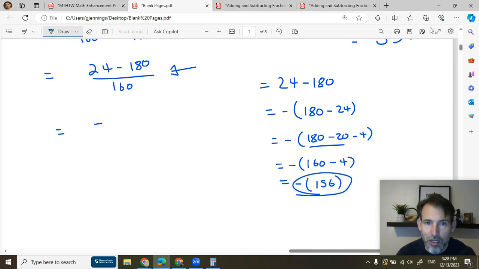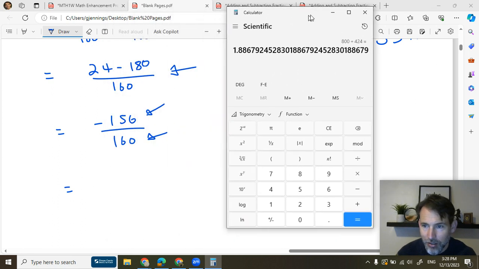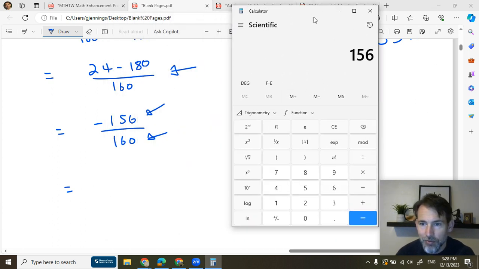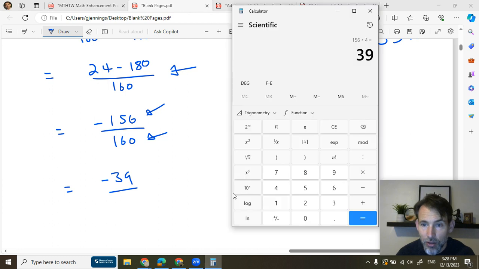So it's equal to negative 156 over 160. And then if I notice that both of these numbers are divisible by 4, I can do that. And I might do that on a calculator. 156 divided by 4 equals 39. 39, but negative, over 160 divided by 4?